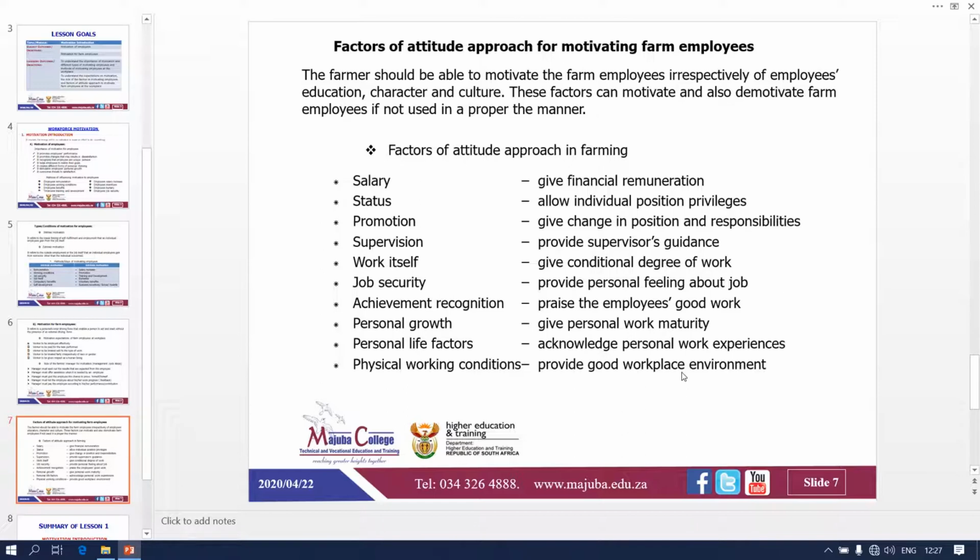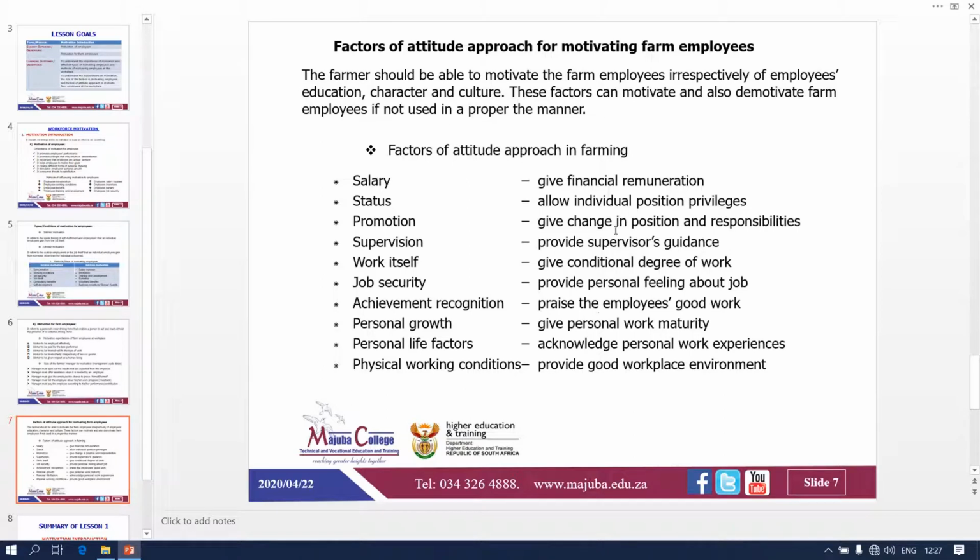Let's look at factors of approach in terms of motivating the farm employees. The first thing that I'm going to read is the farmer should be able to motivate the employees irrespective of employees' education, character, culture, anything, or gender or race. Right. These factors can motivate.